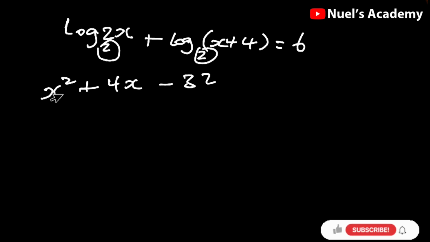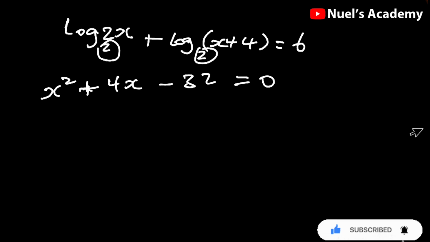So we have x squared plus 4x minus 32 equal to 0. So this is a quadratic equation and we're going to solve it using the factorization method because this can be factorized. So there's an invisible 1 here. So 1 times minus 32 is going to give us minus 32. So what are the two numbers that when we multiply them we get minus 32 and when we add them we get 4? So how are you going to do that? So let's find the LCM of this 32.